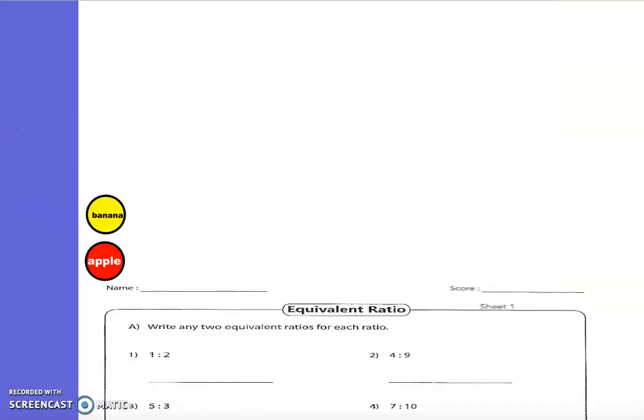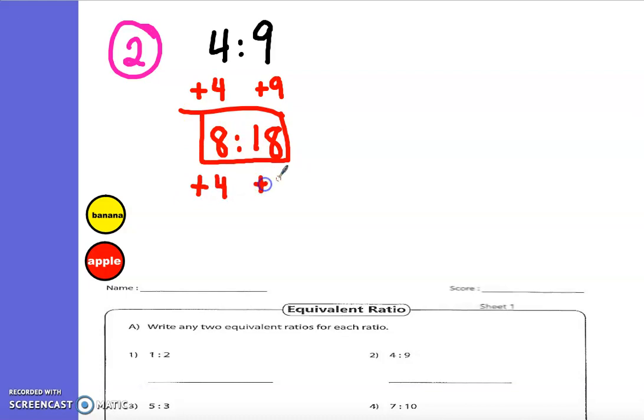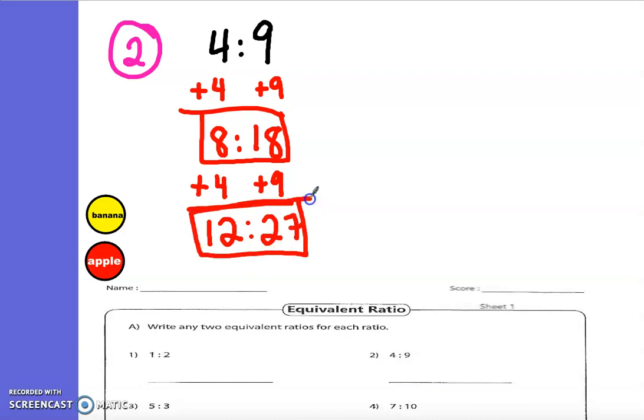Let's try another problem. Let's try number 2. Four to 9. Let me use the addition way. So the addition way would be, let me just add 4s, and let me just add 9s. Okay, because it's 4 to 9. Every time there's 4, there's 9. Every time I add 4, I have to add 9 more. 4 plus 4 is 8. 9 plus 9, 18. So that would be one of the answers. And I could keep on adding another 4, add another 9, and I would get 12 to 27. So these are two perfectly good answers.